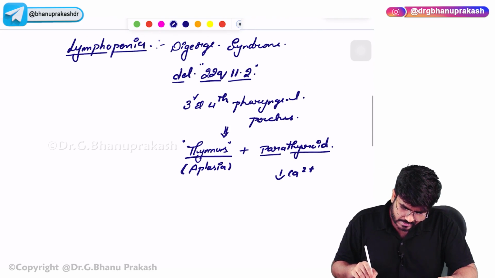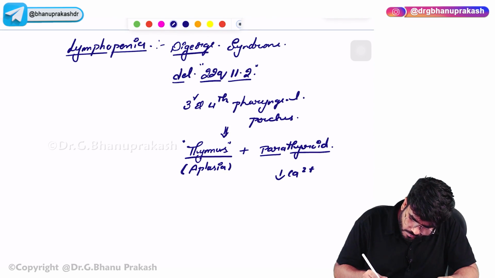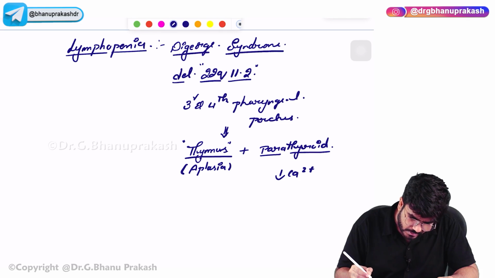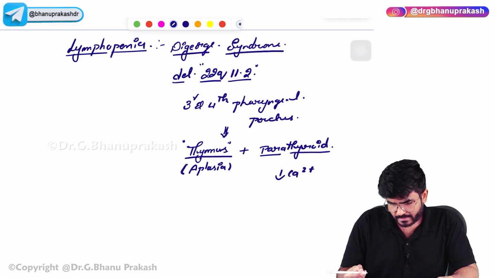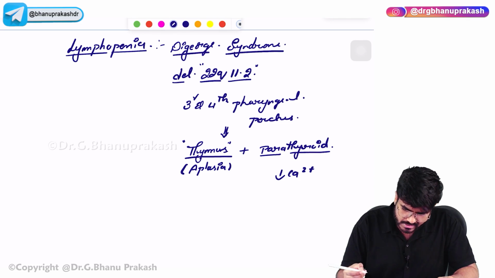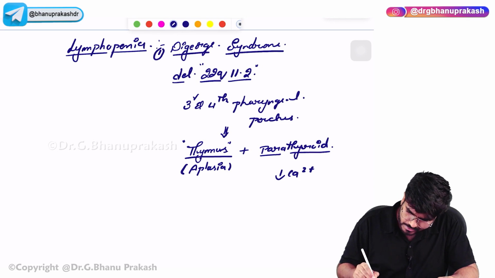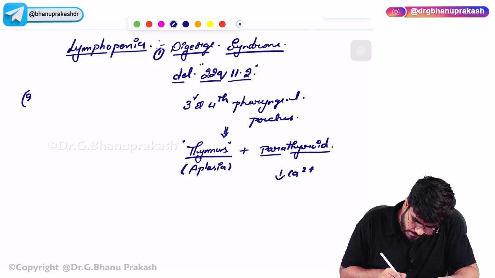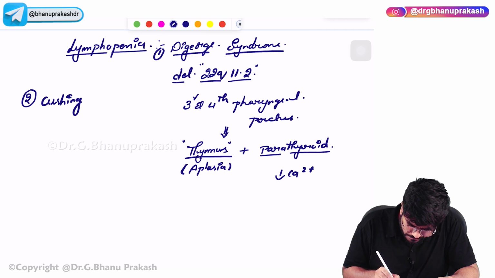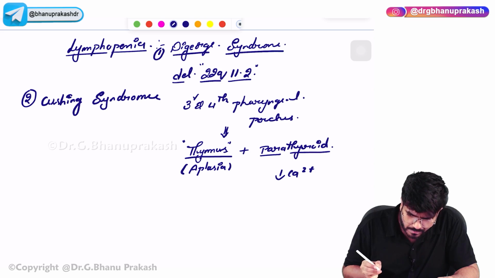So what are the other reasons? The first reason for the lymphopenia is certain conditions like DiGeorge syndrome or severe immunodeficiency conditions. Reason number one. The reason number two can be Cushing syndrome. So what is the problem in Cushing syndrome?